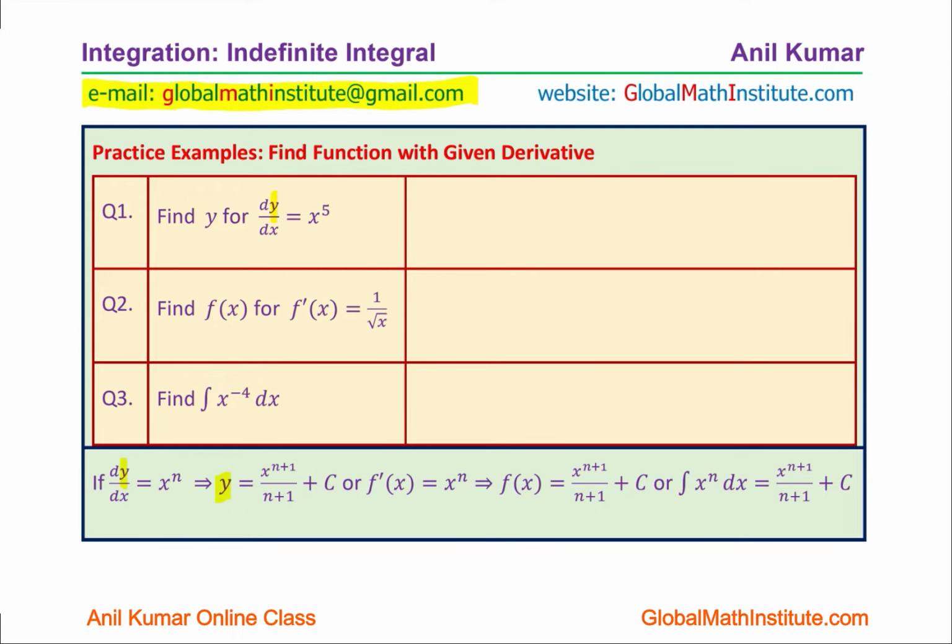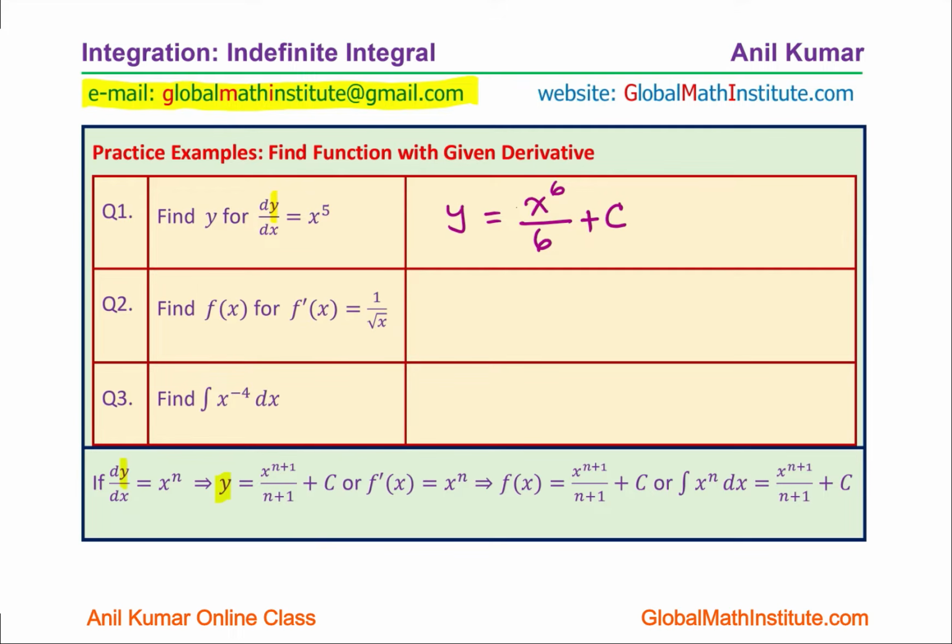Okay, so let us answer these questions. I hope you have already answered them. So y for dy/dx equals x to the power of 5. We can write y as a reverse operation. After all, what will this be? We have to add 1 to the power, do the reverse, and divide. So that becomes the operation, and don't forget to write c, correct?